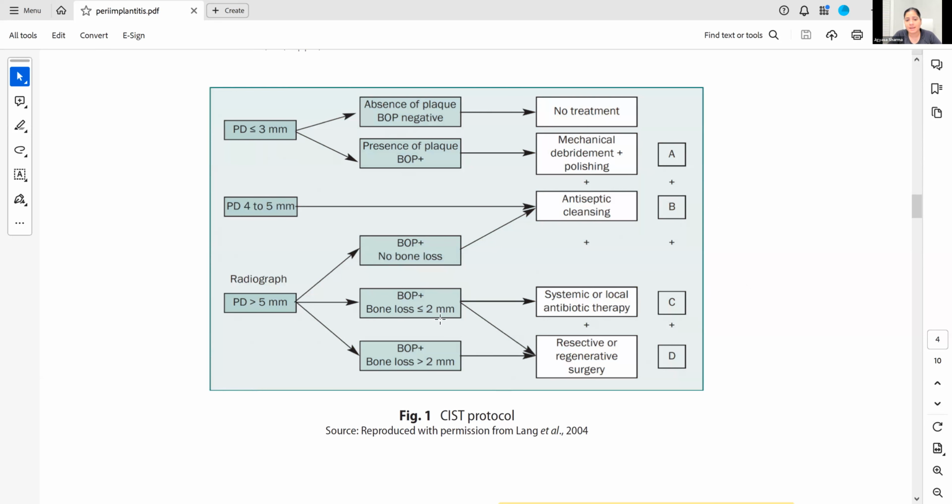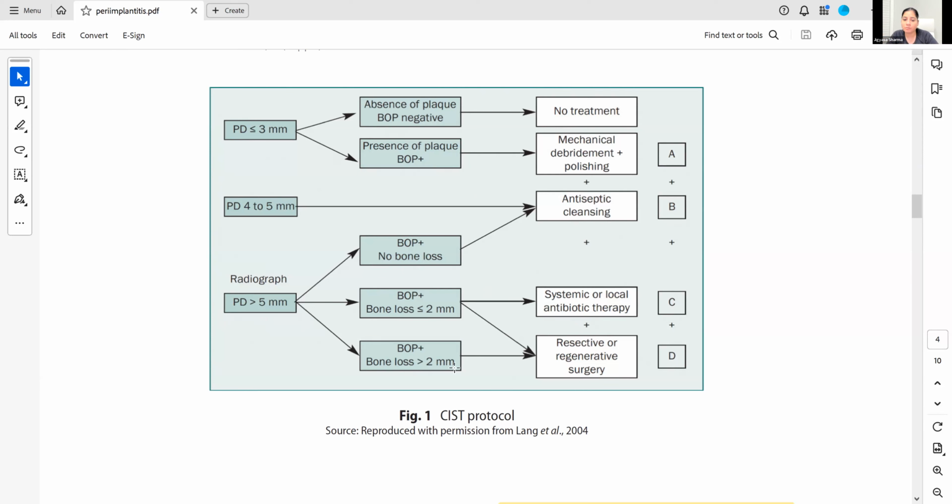So 5 mm and more than 2 mm; again, less than 2 mm, still your mechanical debridement plus your systemic or local antibiotic therapy. So what will happen if the probing depths are more than 5 mm, but bone loss is not checking? You'll still remain non-surgical, but because the probing depths are deeper now, you will incorporate antibiotic therapy with the mechanical ones, which could be systemic antibiotics or locally placed within the sulcus antibiotics, right?